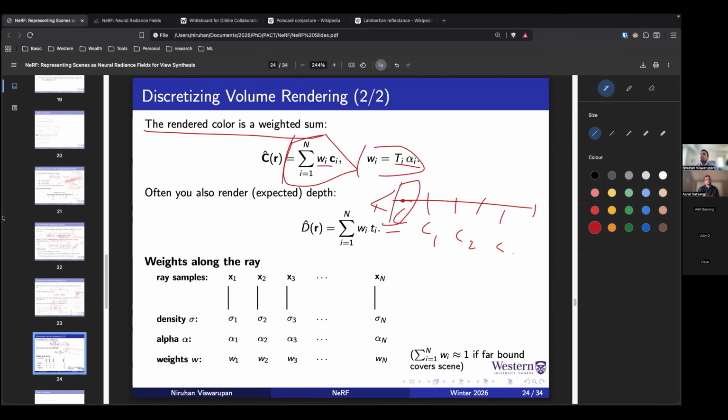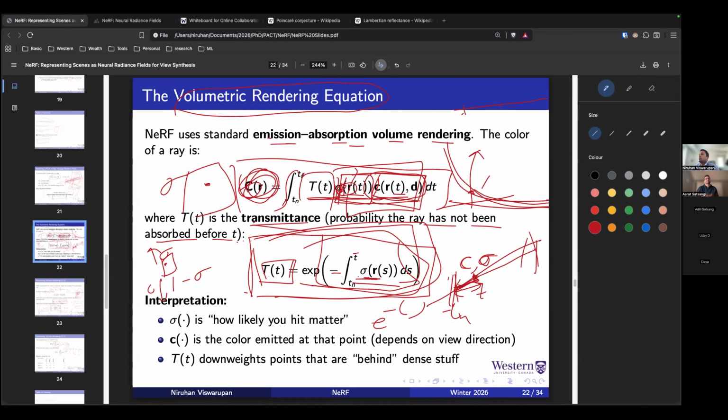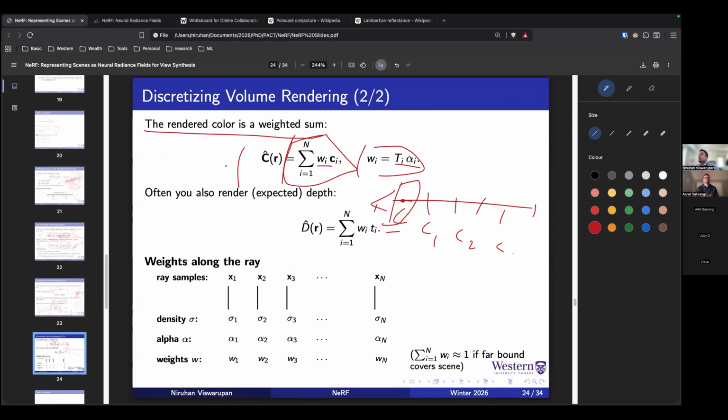That is natural from the derivation, right? You can consider this integral also as a weighted sum of colors, where you are weighting by the density and also the transmittance. So the same thing here. C is a weighted sum of color, and you are weighting the color by transmittance and opacity. That's natural from there. Do you get it? Yeah. Okay.